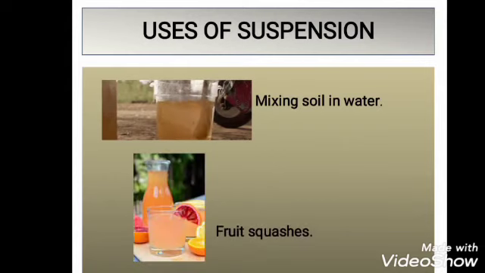Secondly, fruit squashes. You are very much aware that the fruit squashes that we take in our daily routine contain little chunks of food or the pulp of the fruit, like orange squash, for example. The pulp of the orange is mixed with the liquid. It is also an example of a suspension. So it is advised that whenever you take fruit squash, you should shake the bottle first, so that all the particles form a good mixture, and you can enjoy them in every bite.